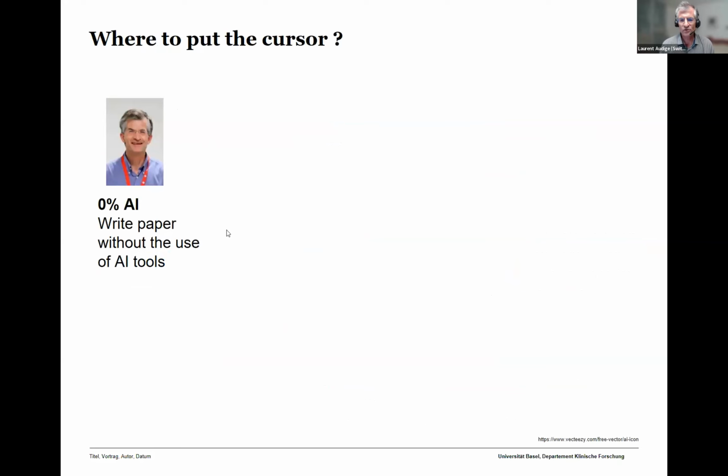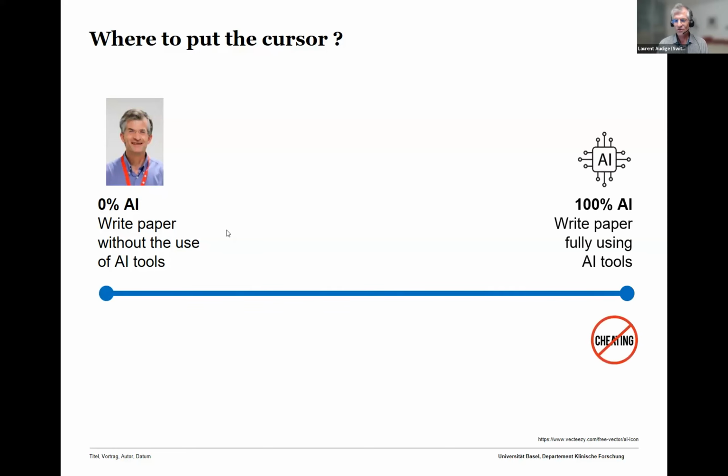So where do we put the cursor? This is a good question, Greg. You said at the beginning, should I answer that? On one side of the spectrum, I am here with my first publication until now, 0% AI contribution. And basically, I'm very happy with that. We survived quite well to do that.